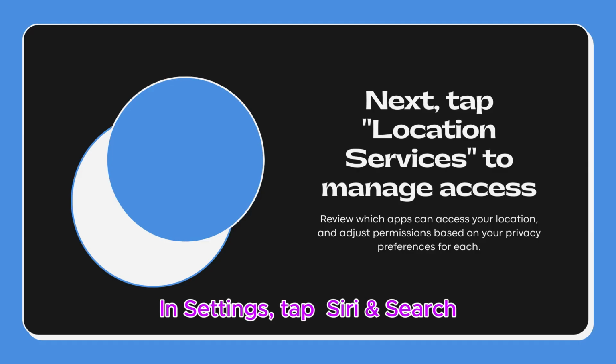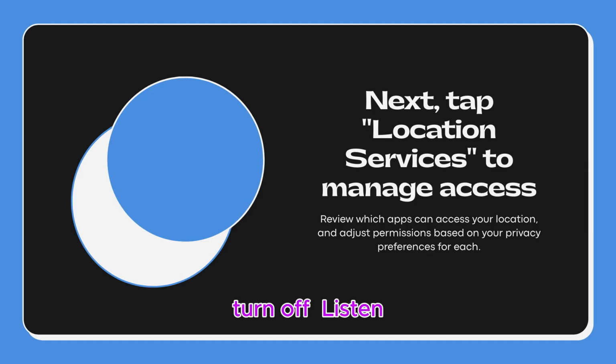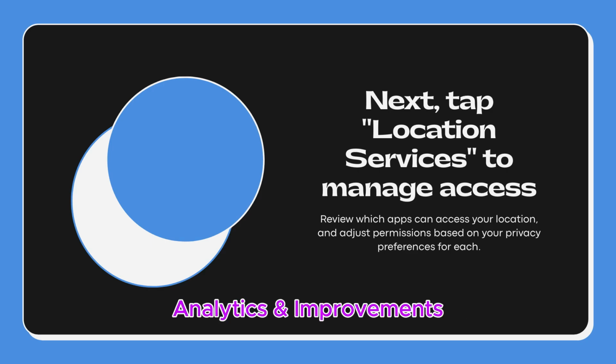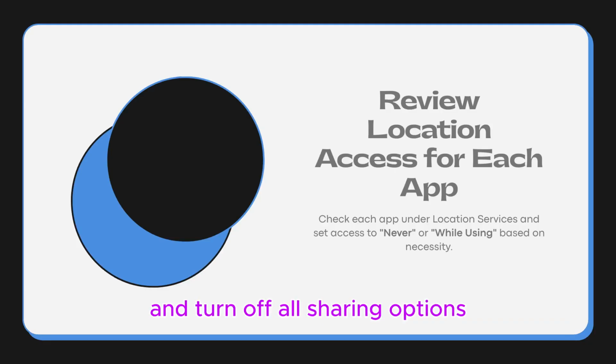In Settings, tap Siri and search. Turn off Listen for Hey Siri and allow Siri when locked. Go to Analytics and Improvements and turn off all sharing options.